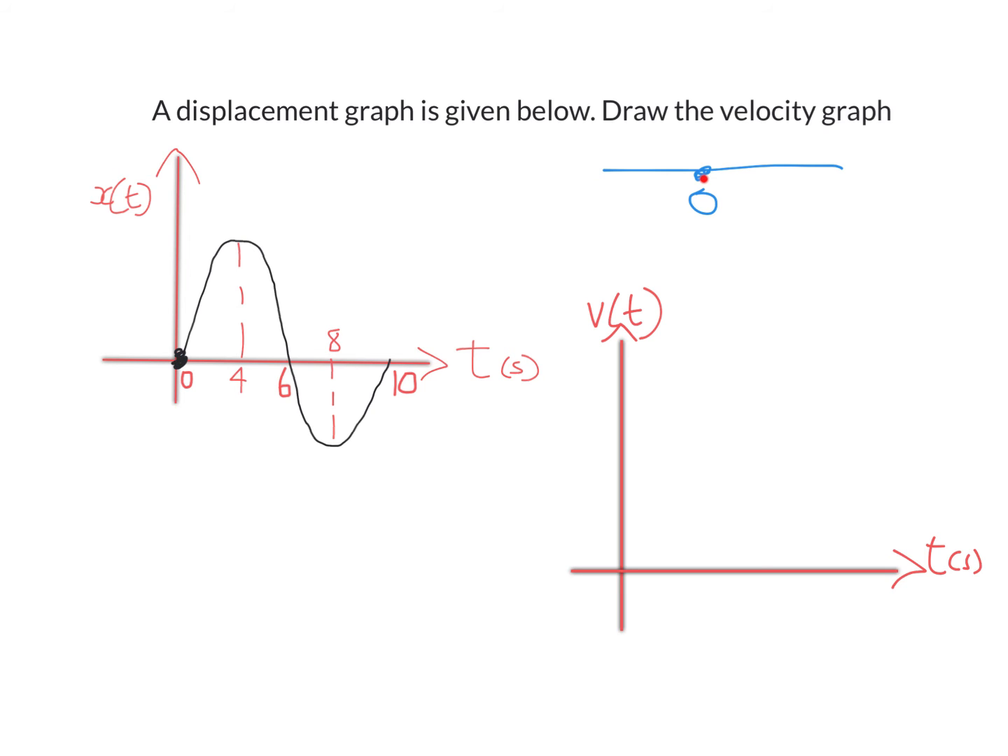So at 0, the displacement is 0. It starts at the origin. So what happens is the gradient here is quite large. It's actually traveling pretty quickly to begin with, but then slowing down. So the particle starts here. It travels pretty quickly, then it slows down. After 4 seconds, the particle stops and turns around.